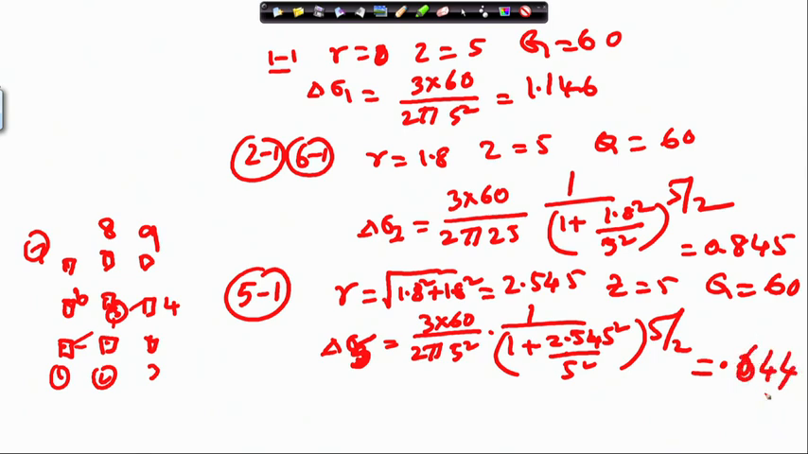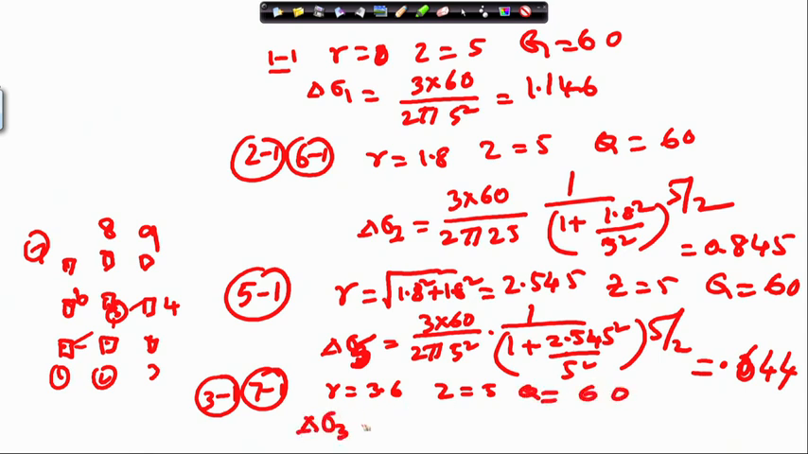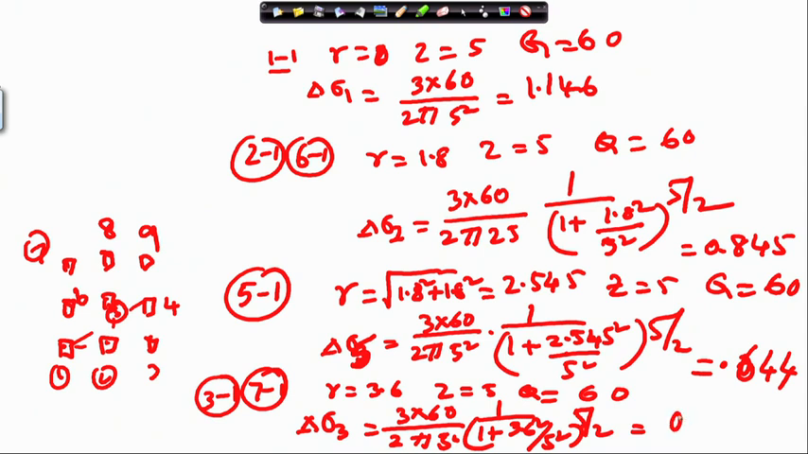Now I will do this, which is becoming 5 to 1, and then 3 to 1 and 7 to 1, both are the same. In that case R becomes 1.8 plus 1.8, this is 3.6, Z equals 5, Q equals 60. Then delta sigma z 3 calculation will be 3 multiplied by 60 divided by 2 pi 5 squared, times 1 by 1 plus 3.6 squared divided by 5 squared, to the power 5 by 2, and this value comes out equal to 0.403.